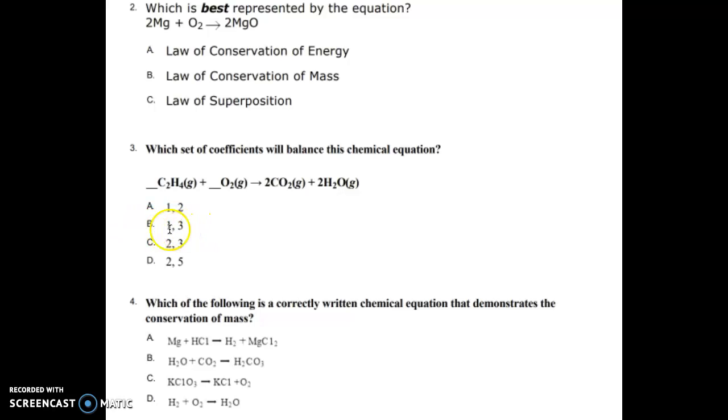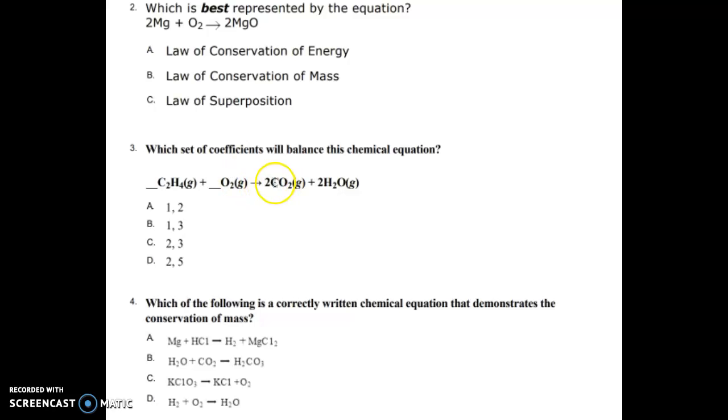Now, option B says 1 and 3. Again, I would put 1 here, 3 here. Now, 1, as stated earlier, we know is the right answer. We just need to figure out what would be the right number for oxygen, right? Now, if you put 3 here, we know that 3 multiplied by 2 is 6. So we have 6 oxygen atoms on the left-hand side. Now, do we have 6 on the right-hand side as well?